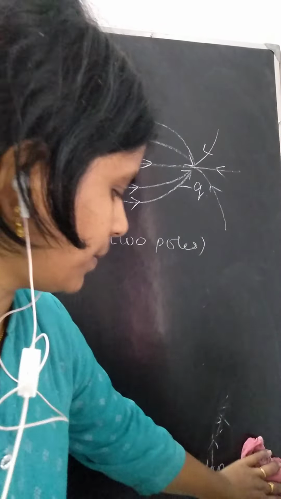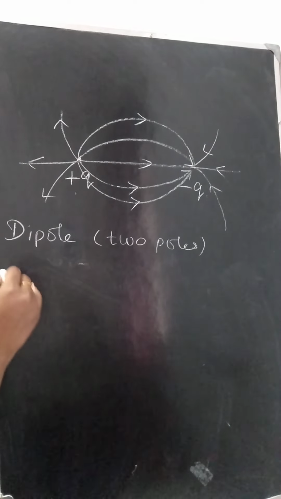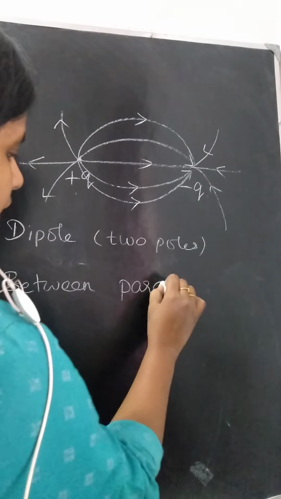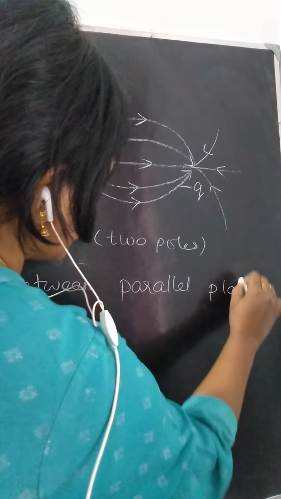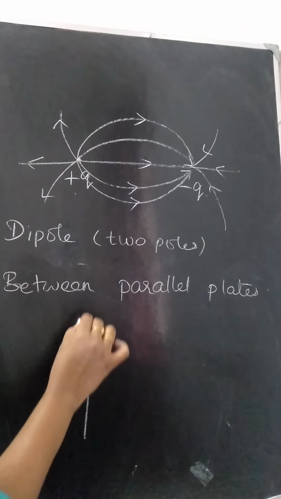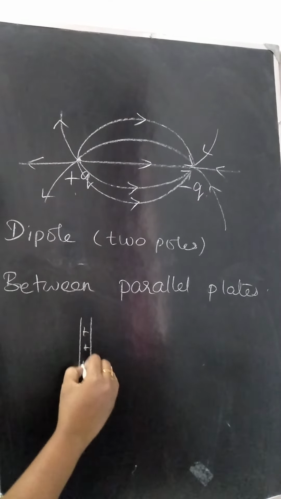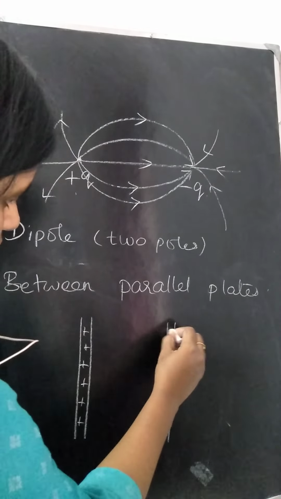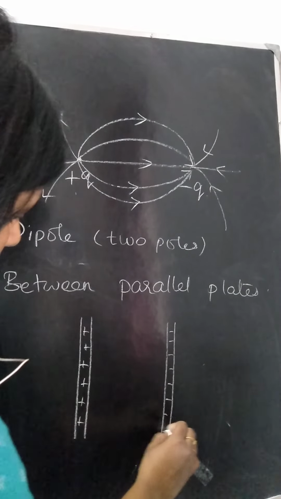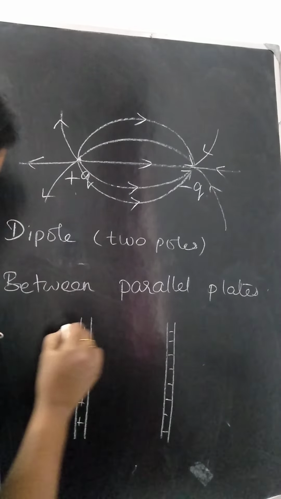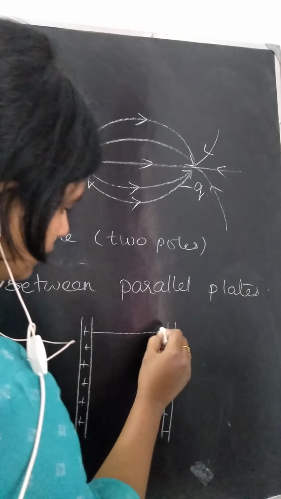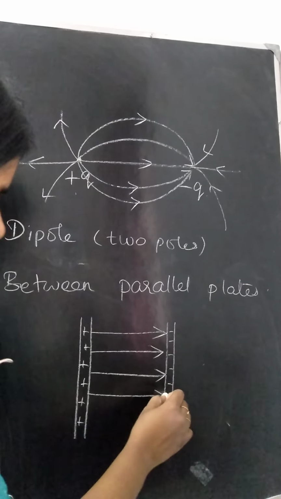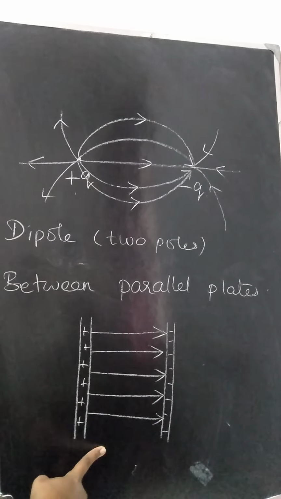between the parallel plate capacitor or parallel plates. Fourth one is between parallel plates. One is a positively charged plate, another one is a negatively charged plate. Then the electric field exists. It starts from positive, ends at negative, right? Yes or no? Always the electric field line starts from the positive and ends at the negative.